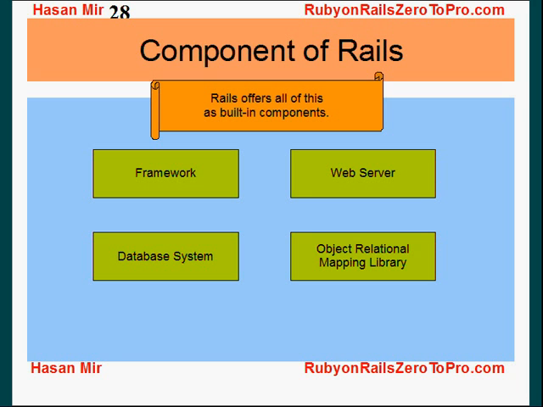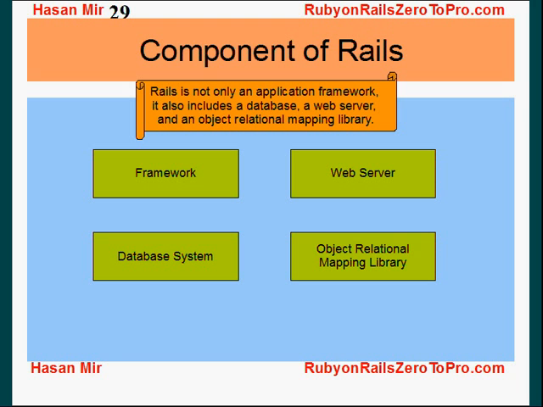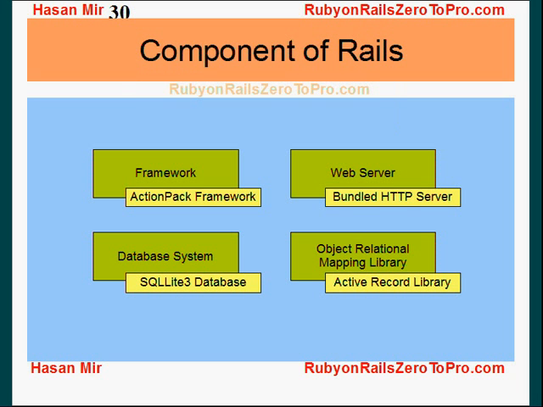Okay, so let's talk about components of Rails. Rails offer all of this as built-in components. Rails is not only an application framework, it also includes a built-in database, built-in web server, and a built-in object relational mapping library. These are the components of Rails.